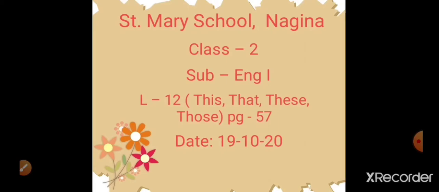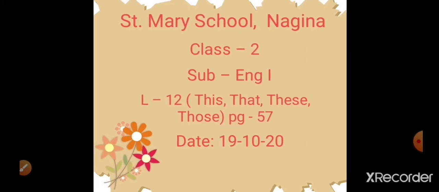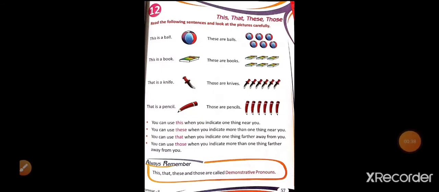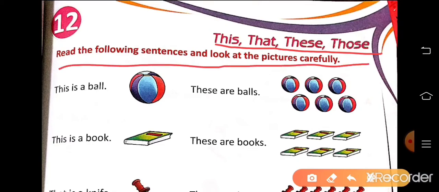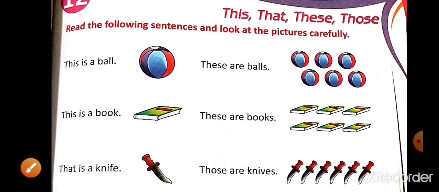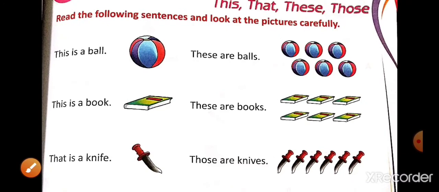Today, lesson number 12: this, that, these, those, at page number 57. So, my dear students, open page number 57 in your book. This is lesson number 12 at page number 57. This, that, these, those. Read the following sentences and look at the pictures carefully. Some sentences and pictures are given here. We have to read the sentence and look at the pictures carefully.